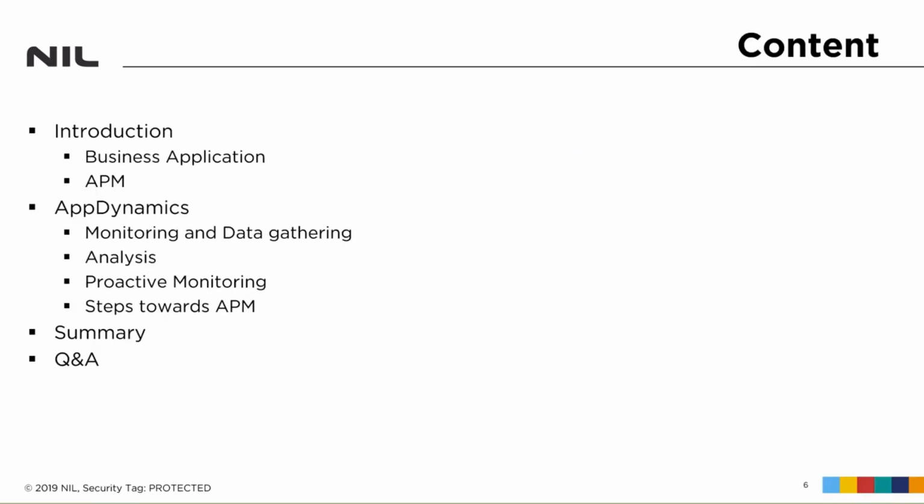Our webinar today is about how AppDynamics Suite helps us to mitigate challenges in the modern business application scope. Our webinar will consist of the following parts: introduction, AppDynamics, summary, and questions and answers. First, we will talk a bit about business application performance management in general, and then we will deep dive into AppDynamics and check how AppDynamics helps us in day-to-day problems.